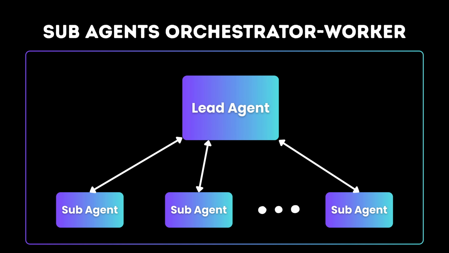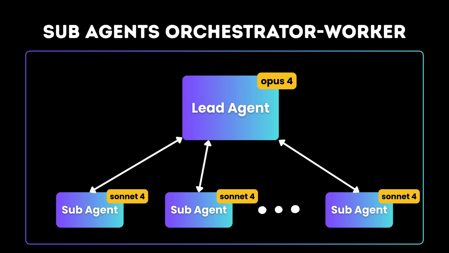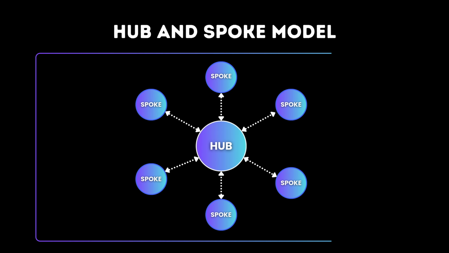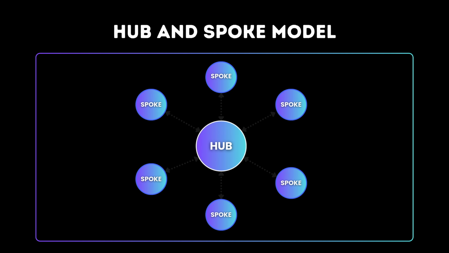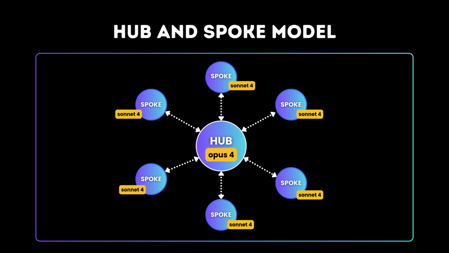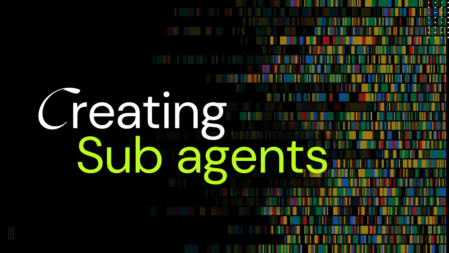Subagents use what's called an orchestrator worker architecture. Think of Claude Opus 4 as the orchestrator, like a project manager coordinating a team of Claude Sonnet 4 specialists through the built-in task tool. The system follows a hub-and-spoke model where each agent communicates results back to the orchestrator, their lead agent, not directly with each other. Creating them is straightforward.